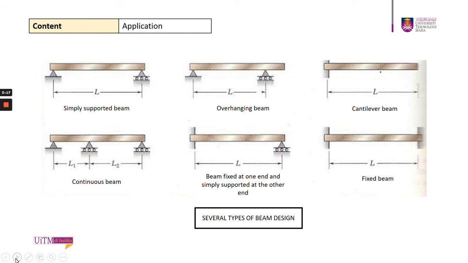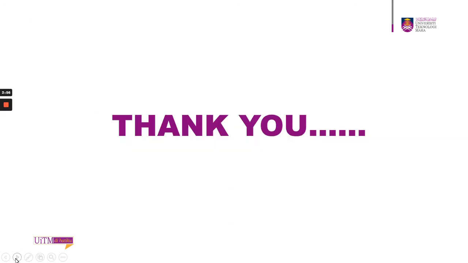As an application, there are several types of beam that we can design or use in our structural system, which are simply supported beam, overhanging beam, cantilever beam, continuous beam, beam fixed at one end and simply supported at the other end, and fixed beam. Each type of beam will give a different shape of shear force based on the load applied to the structure. That's it. Thank you.